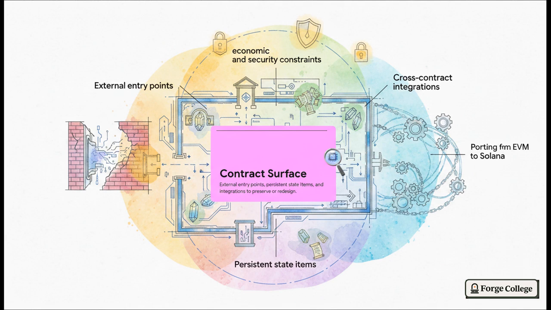What you're really moving is what we call the contract surface. Imagine this as the literal footprint of your house. It's your external entry points, your persistent state items, and all those cross-contract integrations. Your primary goal here is to redesign that exact surface while absolutely guaranteeing that the economic and security constraints, who can do what and what is strictly forbidden, remain 100% intact.